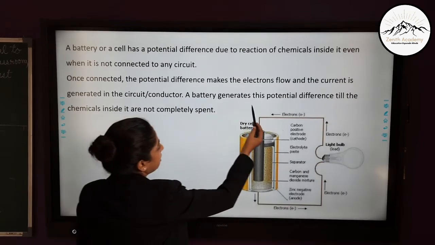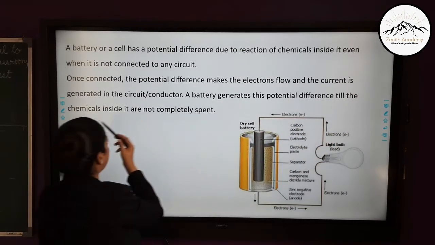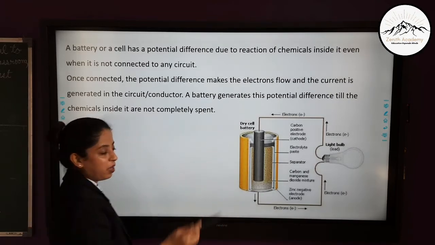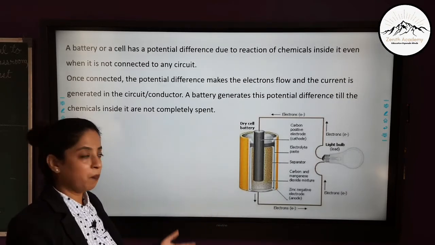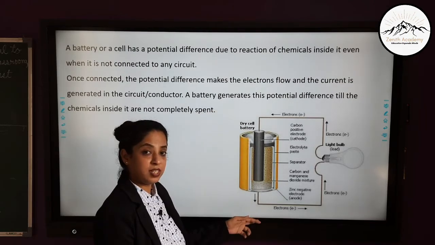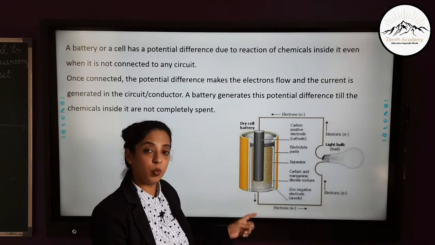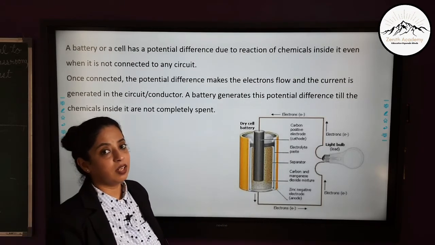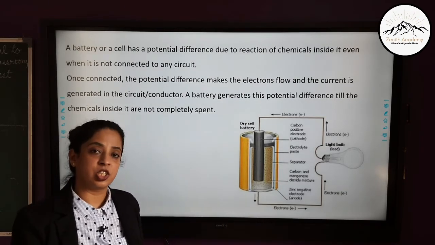Now, a battery generates this potential difference till the chemicals inside it are completely spent. So till the chemicals are over, this reaction keeps on happening and it keeps on generating the potential difference, the steady potential difference between the 2 points. And if there is a steady potential difference between 2 points, then only the electrons or charges will flow.